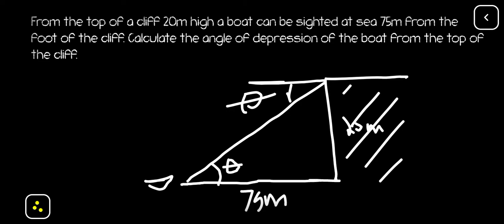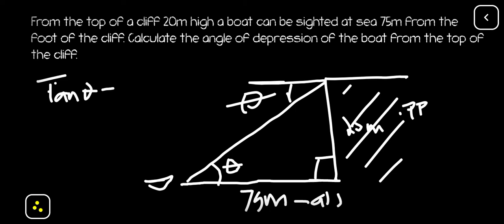So we've already gotten a diagram, and we know that we need to find theta, which is going to be in terms of trig ratio. We have adjacent here, and we have opposite here. So opposite over adjacent is actually tan theta, right? Yeah. So we have tan theta, and this time we do not know theta. So we have tan theta equals 20 over 75.